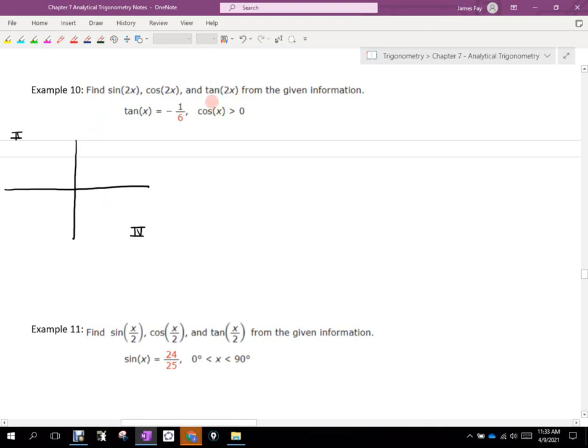So what they then do is tell you this criteria as well, which says cosine is positive. What 2 quadrants is cosine positive? 1 and 4. So if cosine is positive in 1 and 4, which quadrant then is tangent negative and cosine positive? It's the 4th quadrant, right?